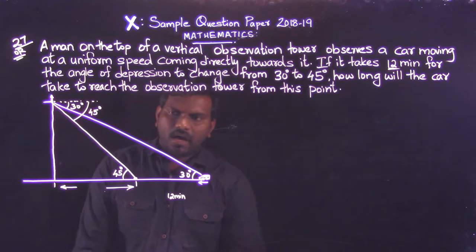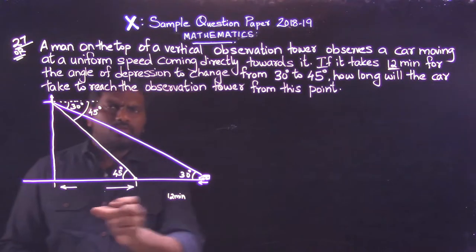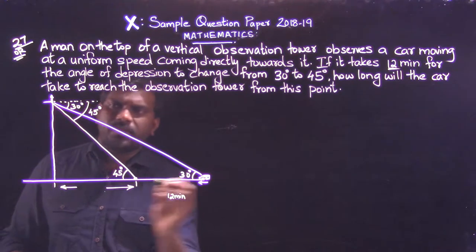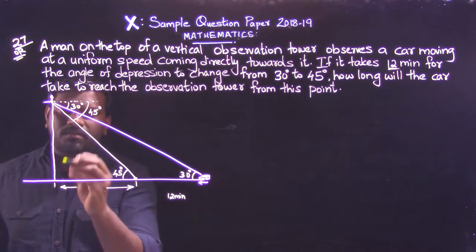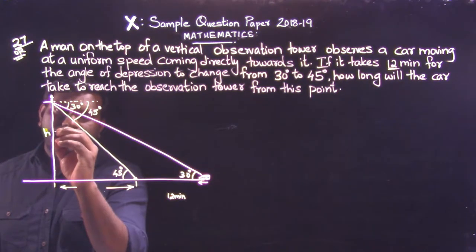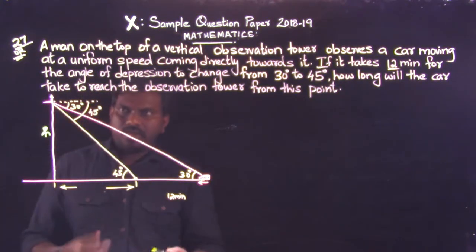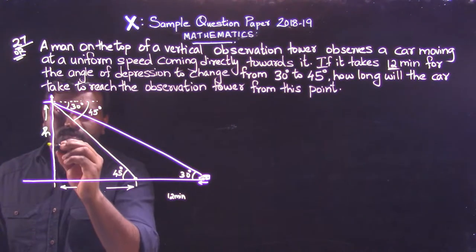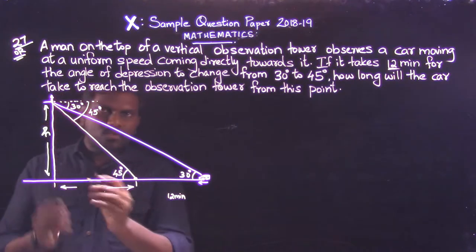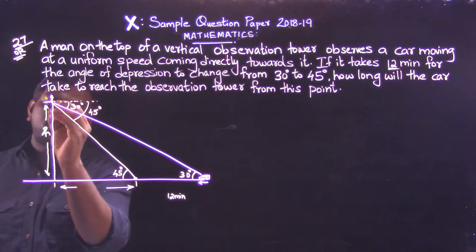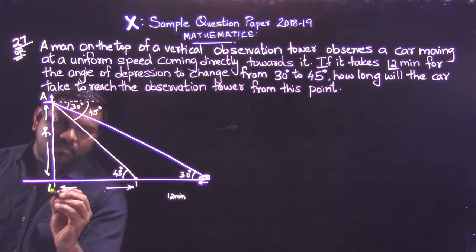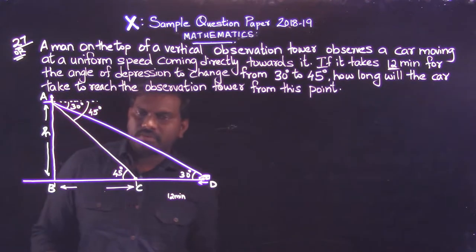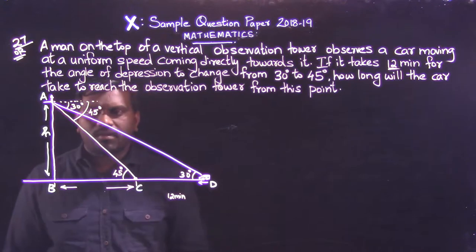Now, how to solve the problem? Basically, we don't want these times and all those things, because I want to find the distance between. Maybe I will just mark this as h, because the height of the tower I'm just keeping as h. Before I write anything, I just want to mark it. Let this one be A, this be B, this be C, and this be D.